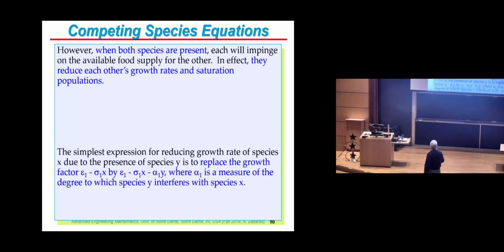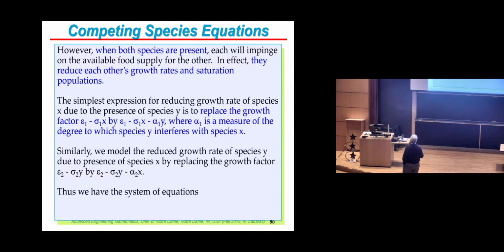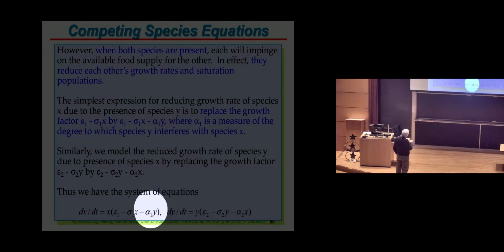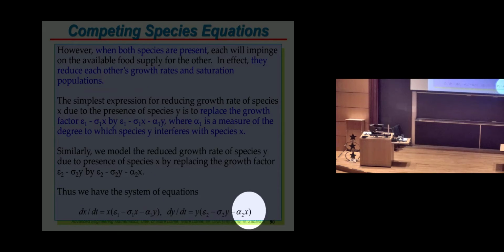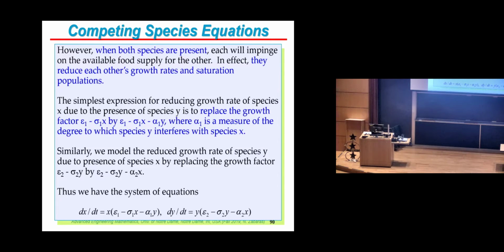So now what we're going to do is introduce some competition, and the competition is going to come like that. Obviously, if there is Y that is eating the food of X, the growth of X is going to be reduced, and also the saturation rate of X is going to be reduced, right? Common sense. Similarly, if there is X, the growth rate of Y is going to be reduced by this factor, and also the saturation rate for Y is going to be reduced accordingly.